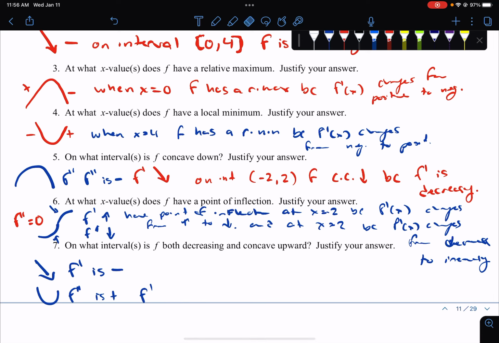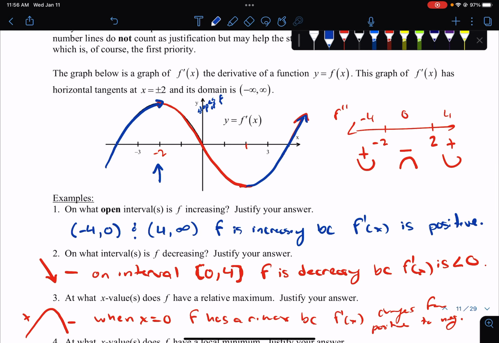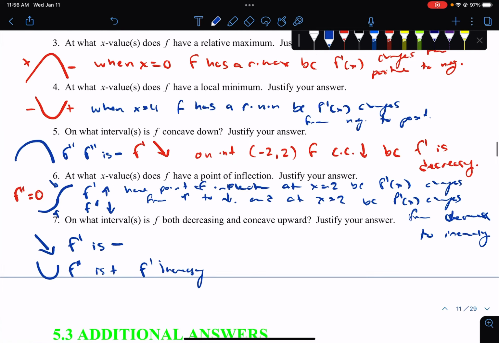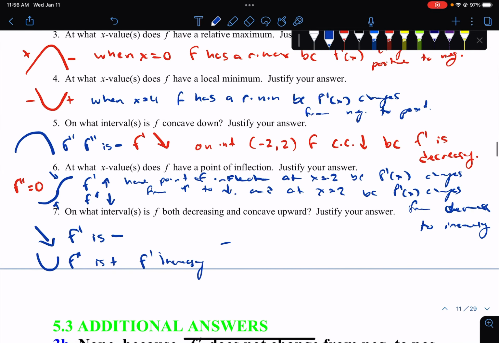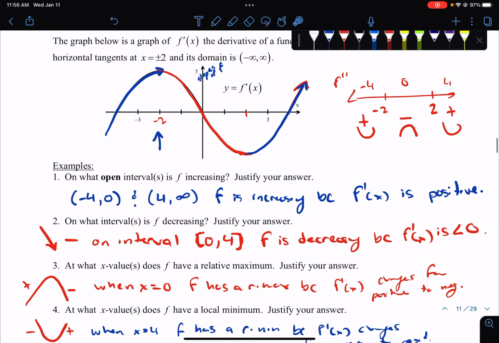Might be a better way to word that one. So I'm looking for, when is f prime negative but increasing? All right, so f prime is negative right here, and it's increasing, it's going up. So I would say that's going to be from negative infinity to 4, and let's see if it's happening somewhere else.